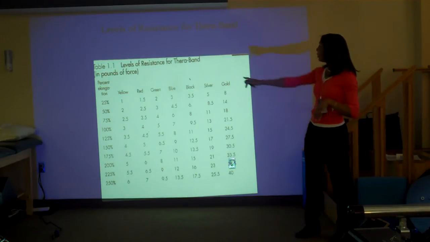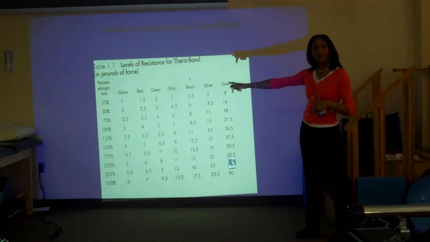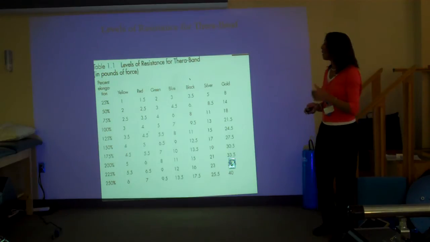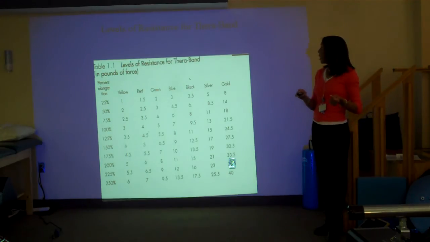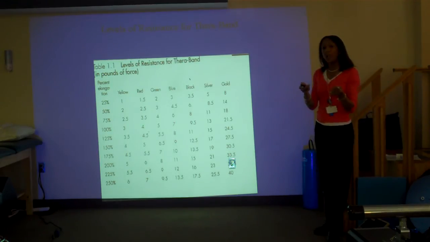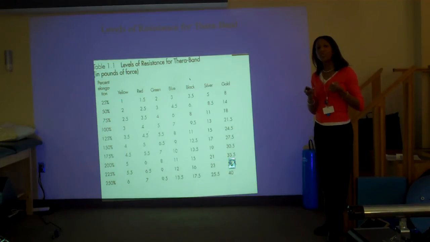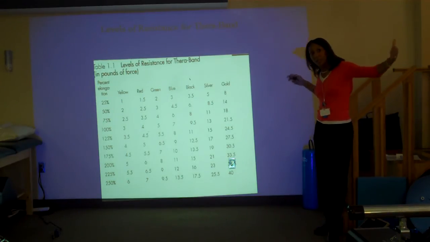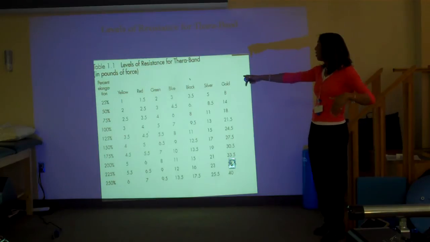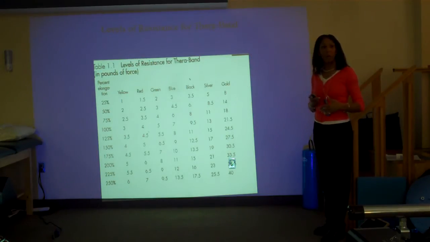All right, so if you look at, if they just elongate it 25%, what's that? We have the gray, yeah. Black. So if you just elongate it only 25%, just stretching it 25% of that 2 times its resting length, you're only getting 1 pound with the yellow.